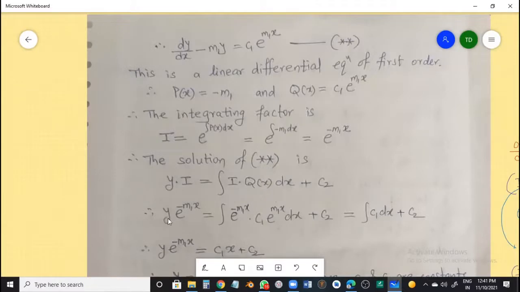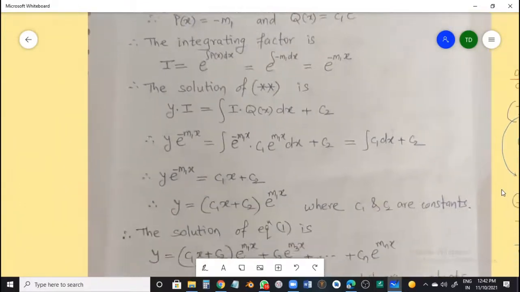Let us put the values. So y into e raised to minus m1x will be equal to integration of e raised to minus m1x into c1 times e raised to m1x dx plus constant of integration c2. Now this e raised to minus and e raised to plus, they cancel each other. And you are simply left with c1. So this becomes integration of c1 dx plus c2. And you get in hand y into e raised to minus m1x is equal to c1x plus c2.